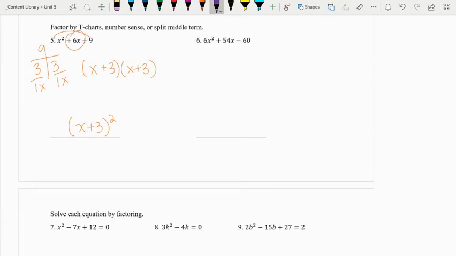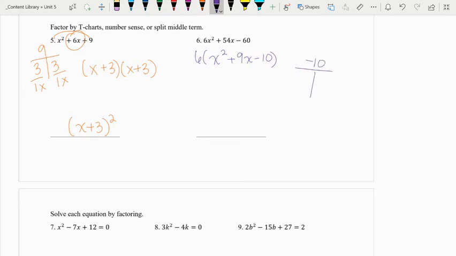Next one, you can start by just doing 6 times 60, but what I notice is that I can divide all of them by 6. So if I factor out a 6, I'm left with x squared plus 9x minus 10. And I'm going to use the t-chart with that.